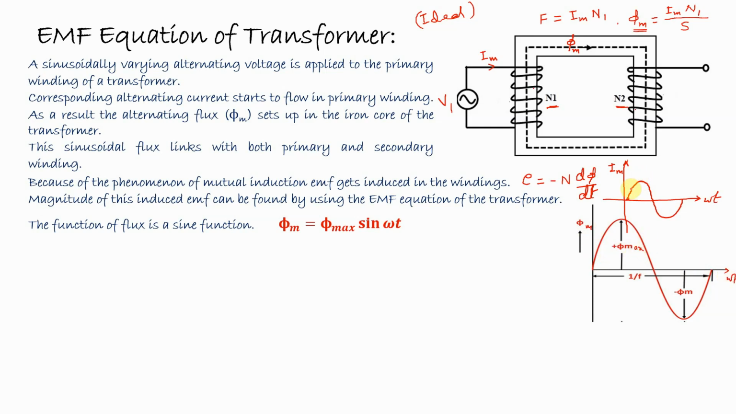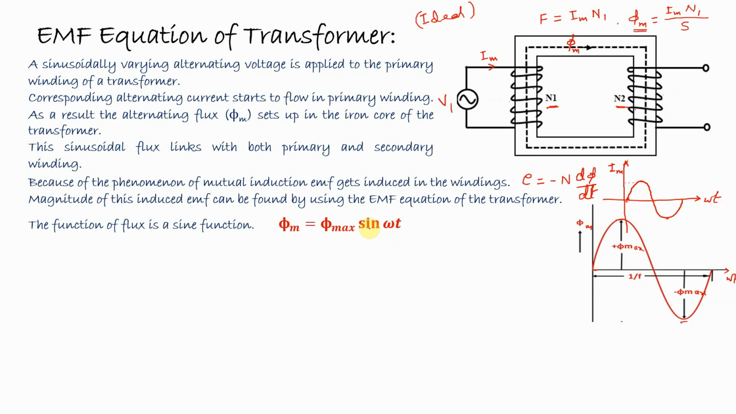So when the current is zero, the flux will be zero. When the current is maximum, the flux is also maximum. When the current is negative, the flux will also be negative. So this flux is also a sinusoidal quantity. That's why it can be represented as phi max sin omega t.